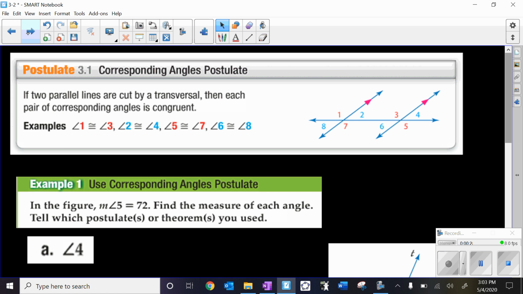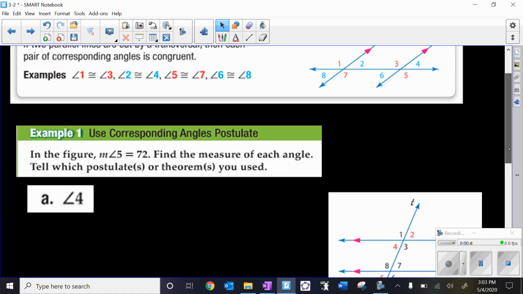It basically says if two lines are cut by a transversal, two parallel lines cut by a transversal, then each pair of corresponding angles are congruent. So for example, angle 1 and angle 3 would be congruent, 2 and 4 are congruent, 7 and 5, and 8 and 6 are all congruent, because those would be our corresponding angles.